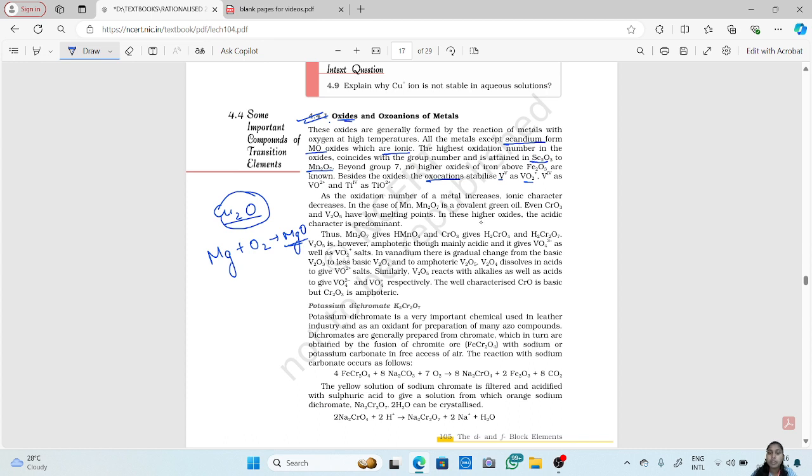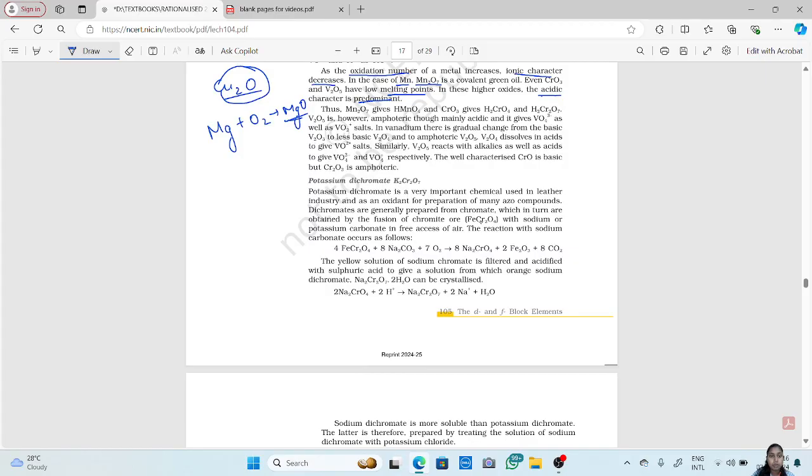Now, as the oxidation number of the metal increases, the ionic character decreases. In the case of Mn, Mn2O7 is a covalent green oil. It is a stable molecule. Even CrO3 or V2O5 have a low melting point. This is because as the oxidation number increases, the ionic character decreases. In these higher oxides, the acidic character is predominant. Predominant means they are considered to be acidic in nature.